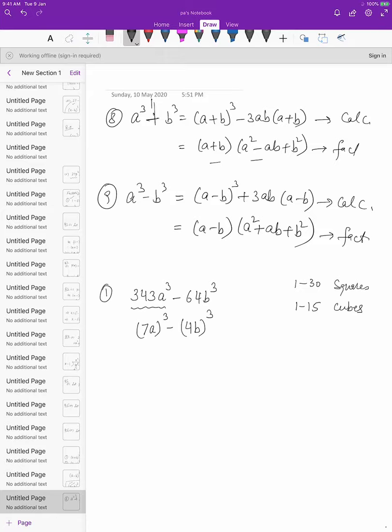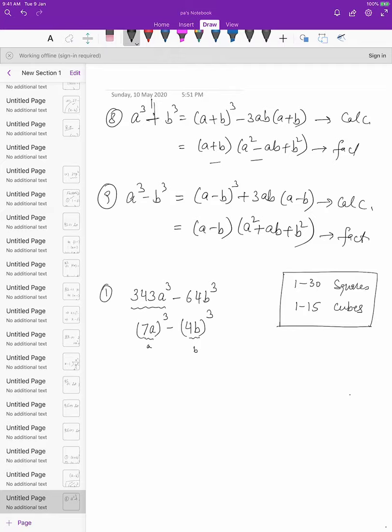If you don't know, then it will become a very complicated thing for you. First you need to prime factorize and then see it is a cube of which number. So it's always better if you learn these, it will be really helpful for you all. So now a cube minus b cube. What is your a in this case? 7a, and b in this case means 4b. So first term is 7a, second term is 4b.